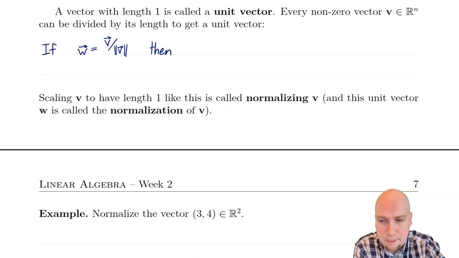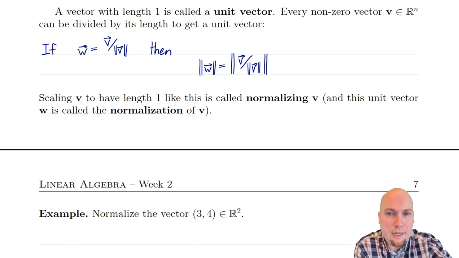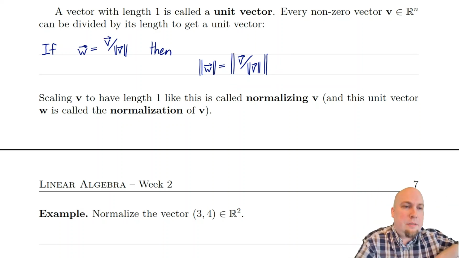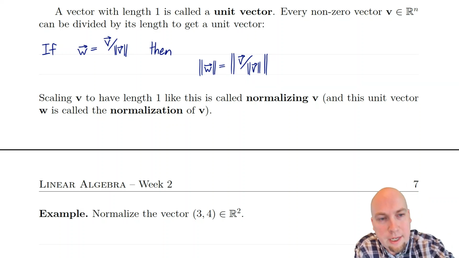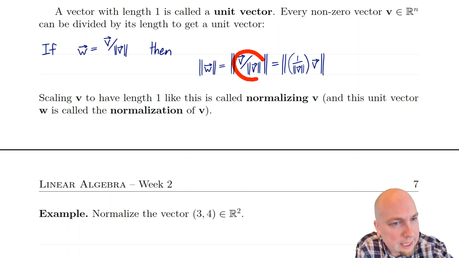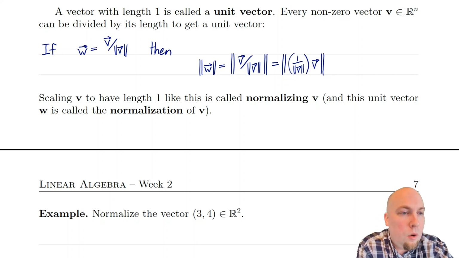Okay, so how do we see that? Well, just compute its length, the length of w. Okay, and when we do that, the notation's kind of ugly, but you just slap length bars on both sides of that expression, and then you get this ugly expression here. Now I'm just going to rewrite things a little bit, right? v divided by length of v, another way of writing that is 1 divided by length of v times v.